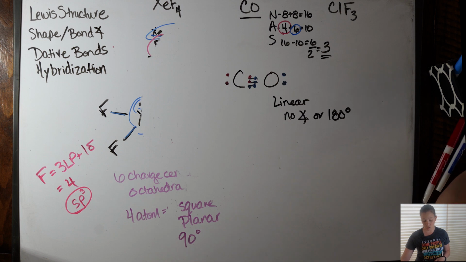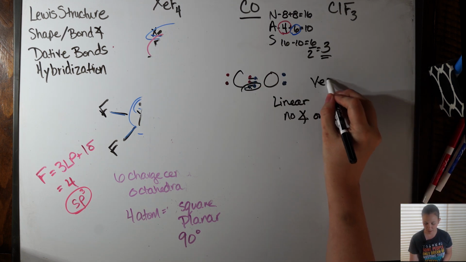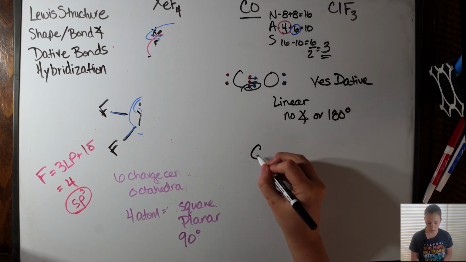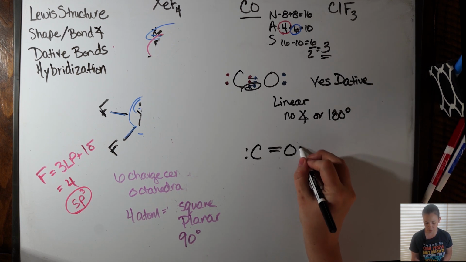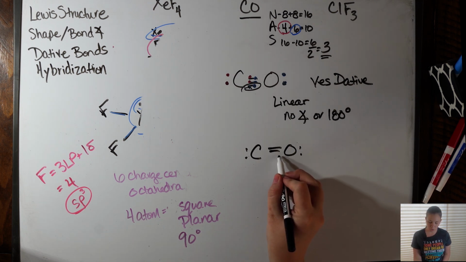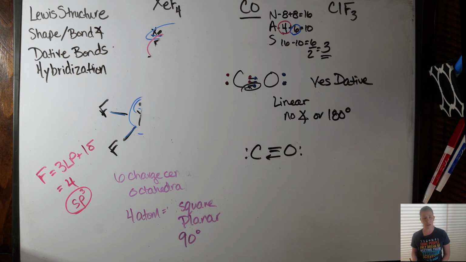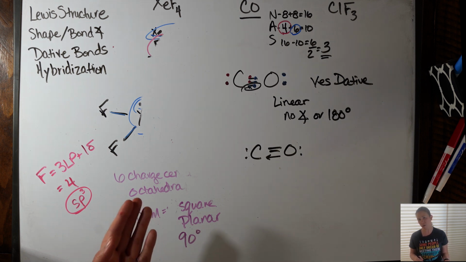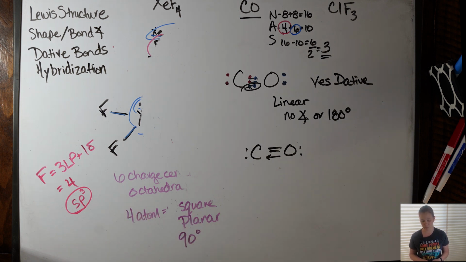There is a way to redraw this once you determine, hey, yes, I have a dative bond. Yes, it is dative. In order to do that, we start drawing the structure the same as we would for a normal Lewis structure. But for that dative bond, you want to show that the electrons are being sourced from the oxygen in order to make the bridge to carbon. So you would actually draw that with the arrow if you were asked to show that coordinate bond. So that's how you would do that.